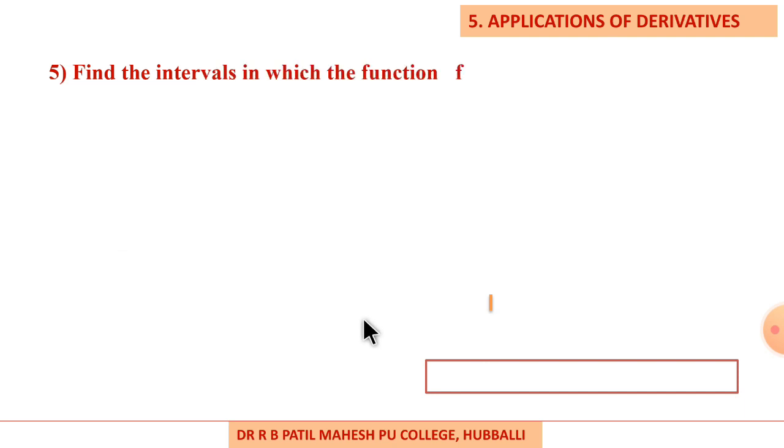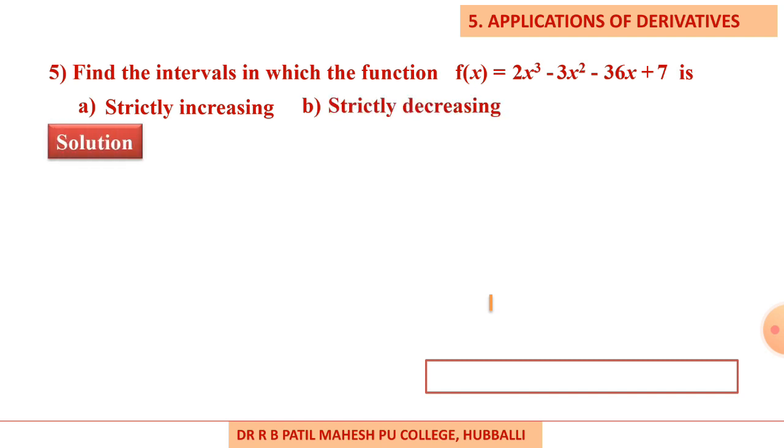Next, example number 5. Find the intervals in which the function f of x equal to 2x cube minus 3x square minus 36x plus 7, so this is a cubic equation, is first strictly increasing and second strictly decreasing. So in this example also you have to find out the intervals: for what interval the given function is strictly increasing and for what interval it is strictly decreasing.